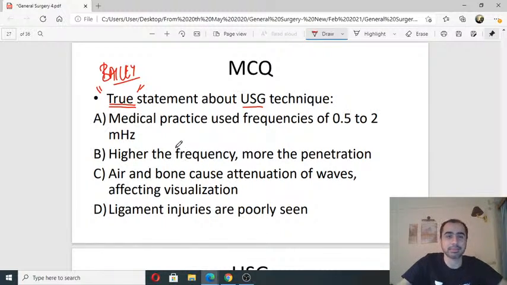Okay, let's dissect each statement. In medical practice, frequencies used are 0.5 to 2 megahertz. What is the correct answer? What frequencies are used in medical practice ultrasound? Akanksha says higher the frequency, more the penetration. Great, I am happy to hear that. What frequencies are used in medical? And Ragini says D, ligament injuries are poorly seen. Wow. Excellent, excellent, excellent. I'm so happy.